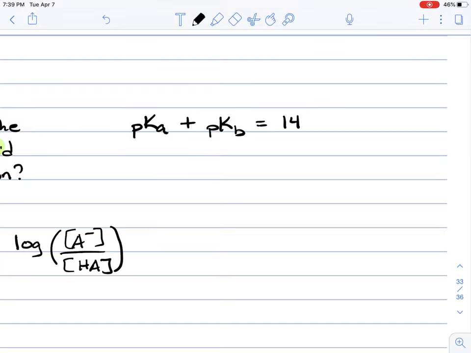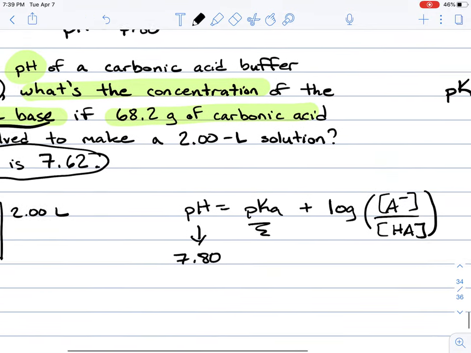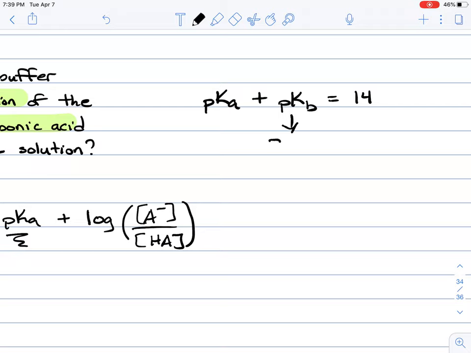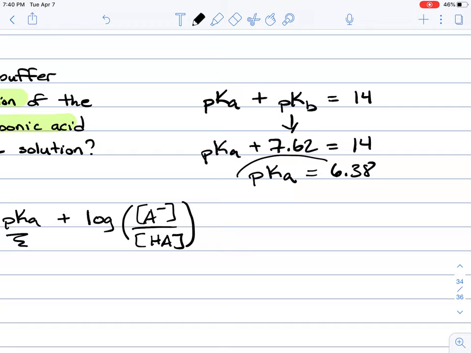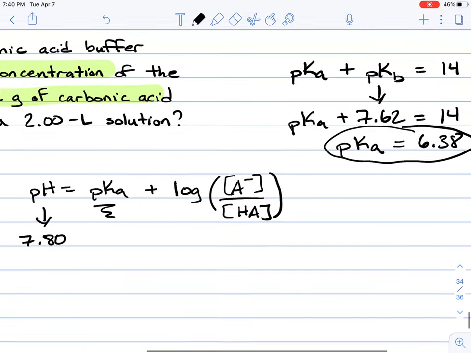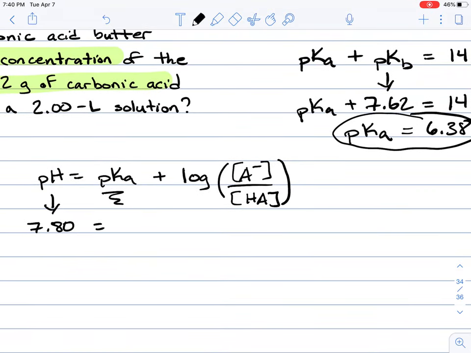And so if my pKb is 7.62, I can go ahead and solve for my pKa by subtracting it from the other side. If I take 14 and subtract 7.62, I am going to get a pKa of 6.38. And so this is going to be 6.38 plus log of the concentration of A minus over the concentration of HA.